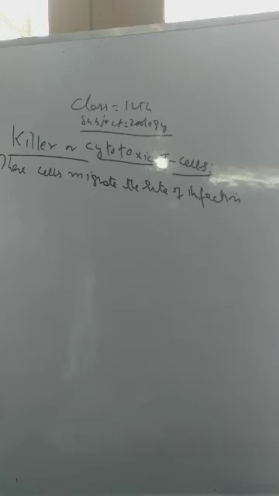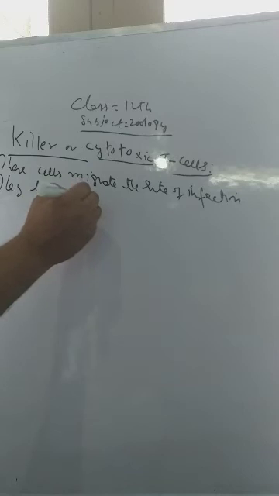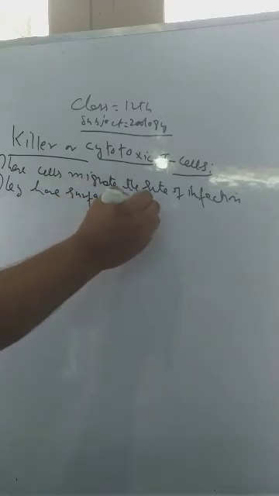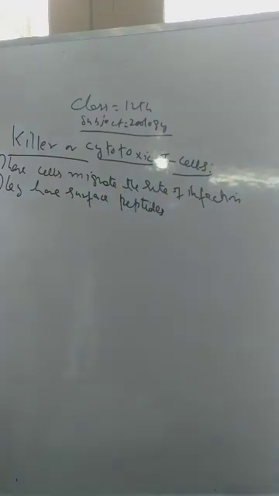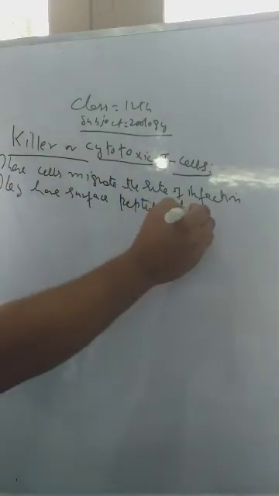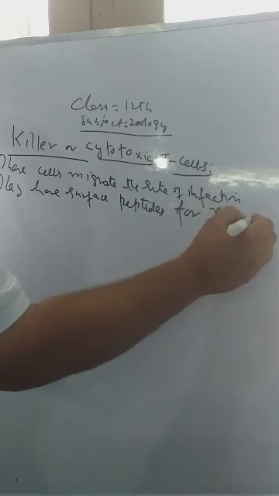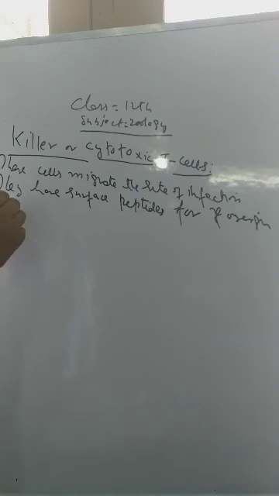They have surface peptides or foreign antigens. So we know that here, killer or cytotoxic T cells migrate to the site of infection. They have surface peptides for foreign antigens.